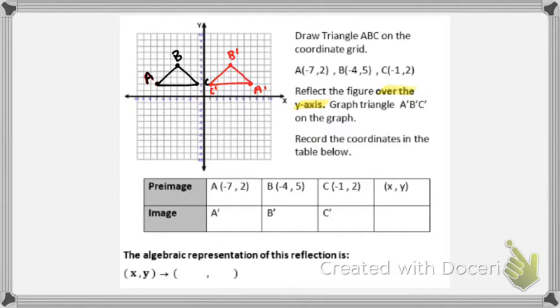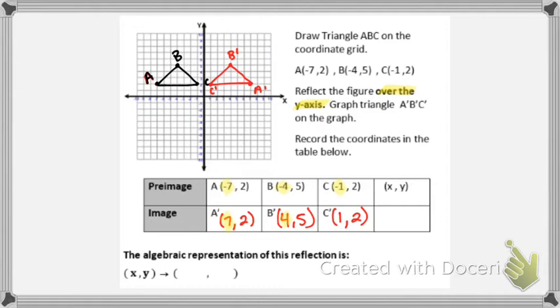Okay? And so A prime is 7, 2. B prime is 4, 5. And C prime is 1, 2. Okay? So if you notice, between A and A prime, the only thing that was different is the -7 and 7, right? It became +7. Same thing for the B. Only the x's changed. It was from -4 to +4, and C from -1 to 1. All the y values stayed the same.